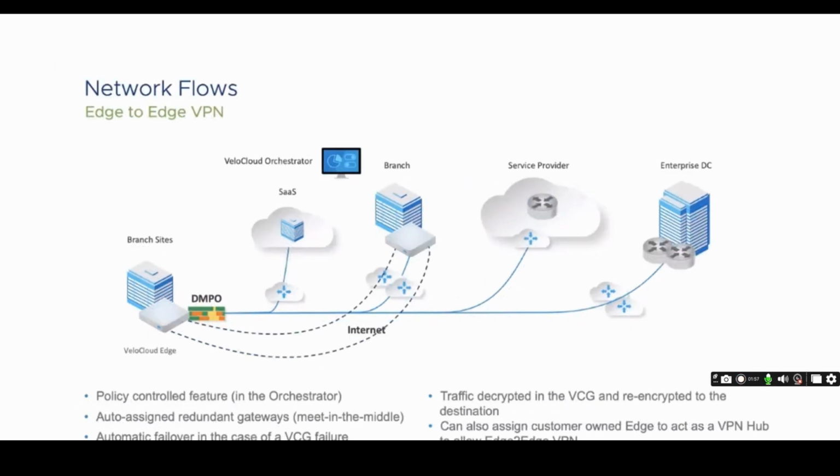Here we can see the edge to edge VPN. Your edge to edge VPN, device to device communication, is happening via the internet, and a gateway is performing the role, and your policy is controlled by the orchestrator. So your auto assigned gateway will be responsible for providing this kind of routing, and you can see the traffic is decrypted in the gateway and then re-encrypted to the destination. So it also performs this kind of security.